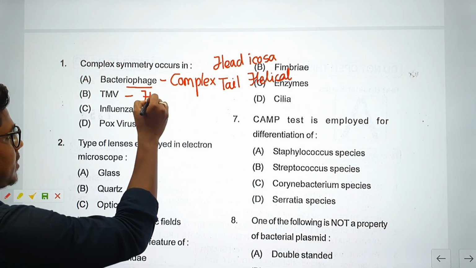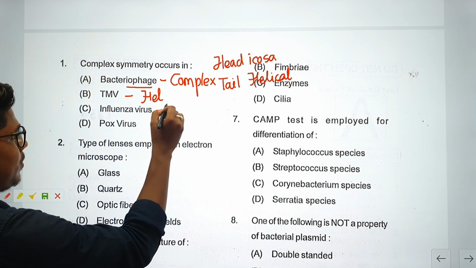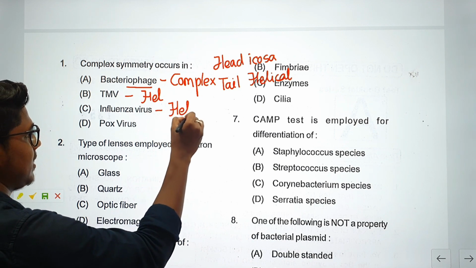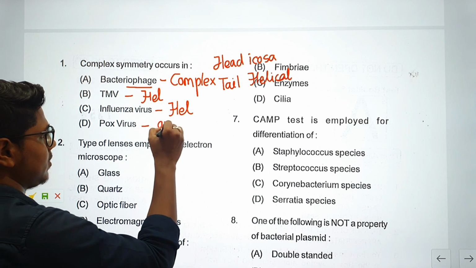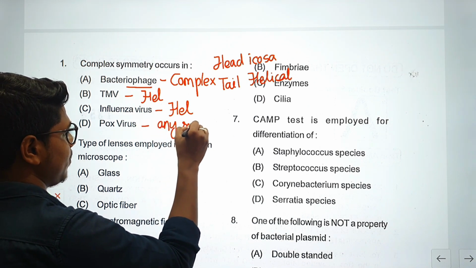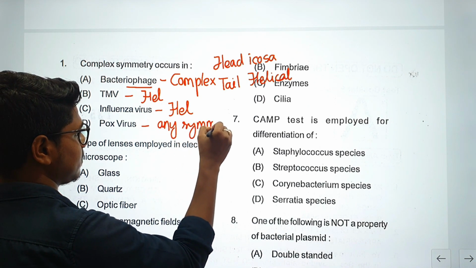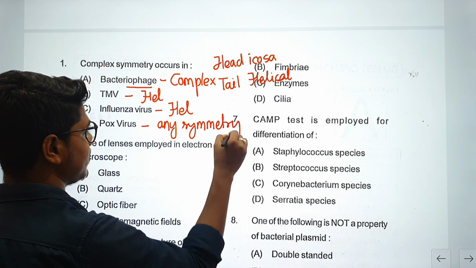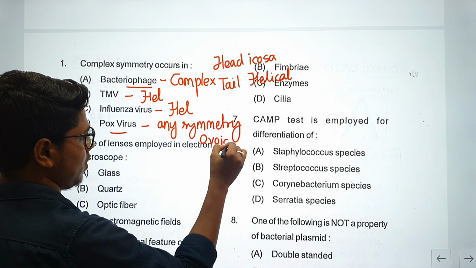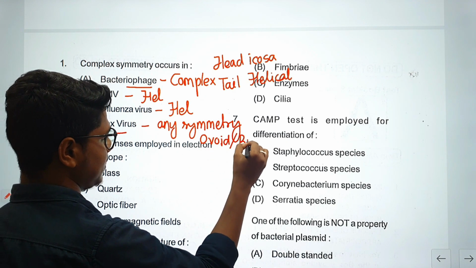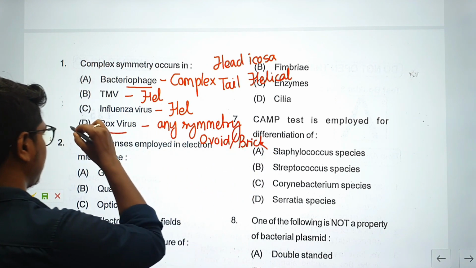TMV, the tobacco mosaic virus, has helical symmetry. Influenza virus also has helical symmetry. The pox viruses don't have any symmetry. So the answer is pox virus. And another thing you should remember about pox virus, they are ovoid or brick shaped. The answer is pox virus.